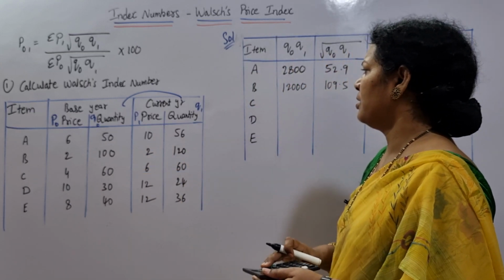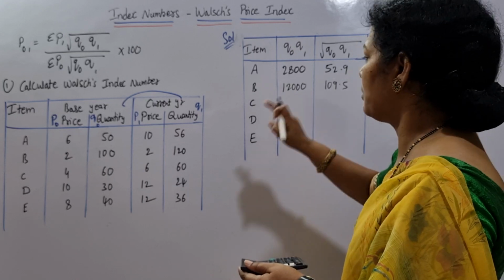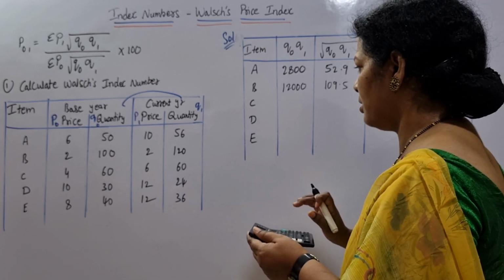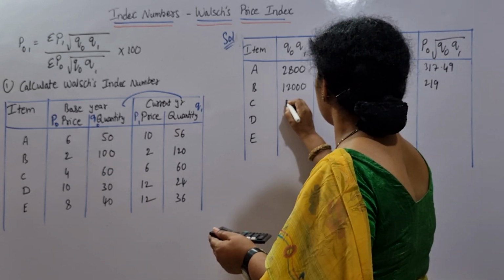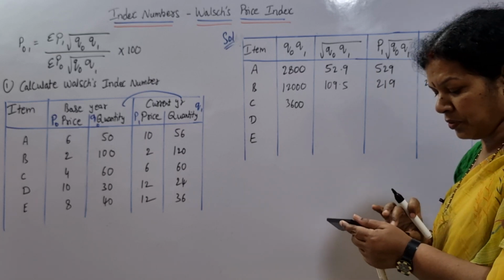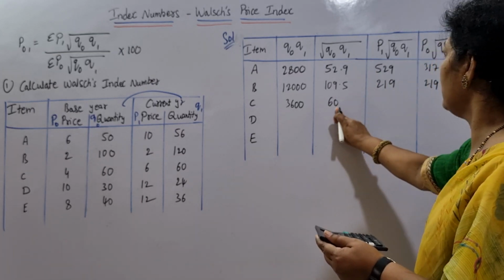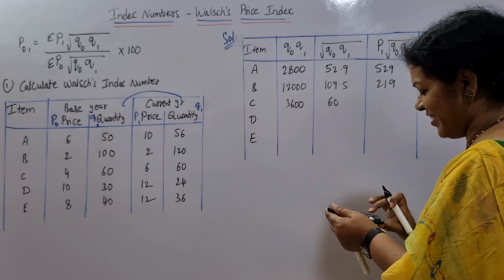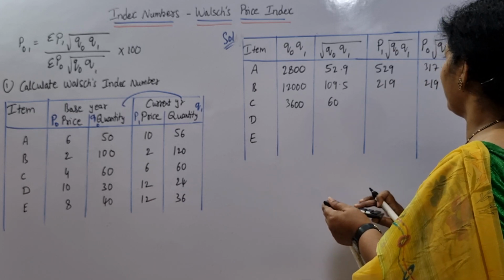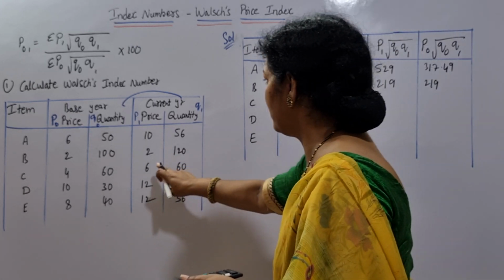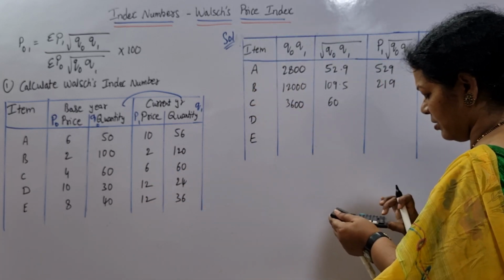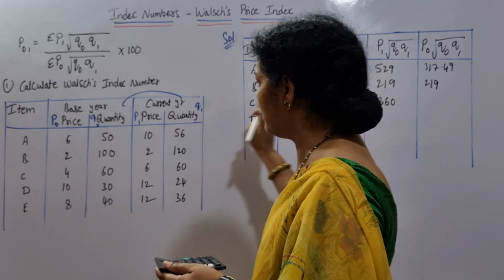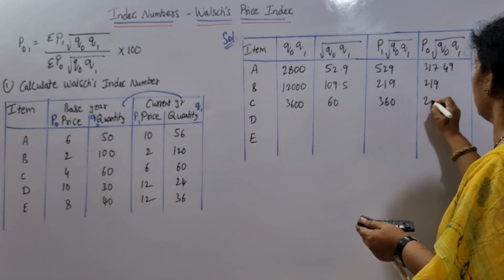60 into 60, 3600. Q1, Q0, yes, 60 into 60, 3600. If you take out the root, 60. 60 into P1, P1 is here 6, 60 into 6, 360. And 60 into next P0, P0 is 4, 60 into 4, 240, right?